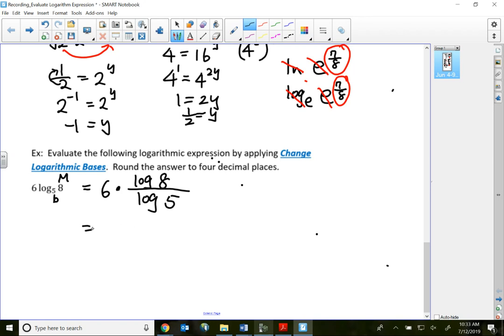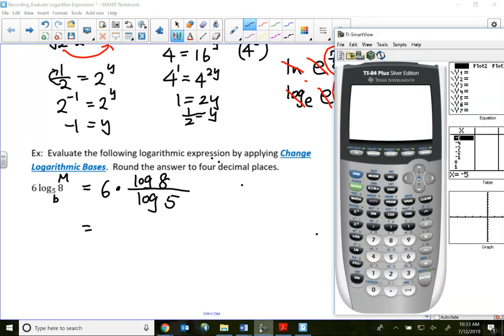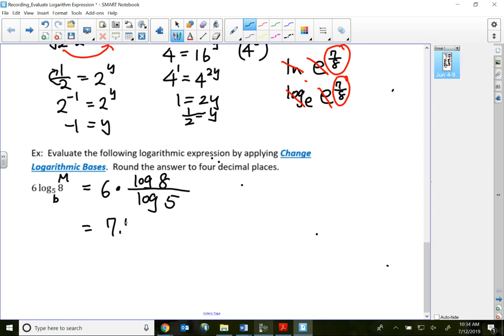All right, so let's put it in the calculator. I'm going to put the logarithm in parentheses just in case, okay? 6 times parenthesis log of 8, close parenthesis, divided by log of 5. To 4 decimal places, that's 7.7522. All right, that would be my answer.